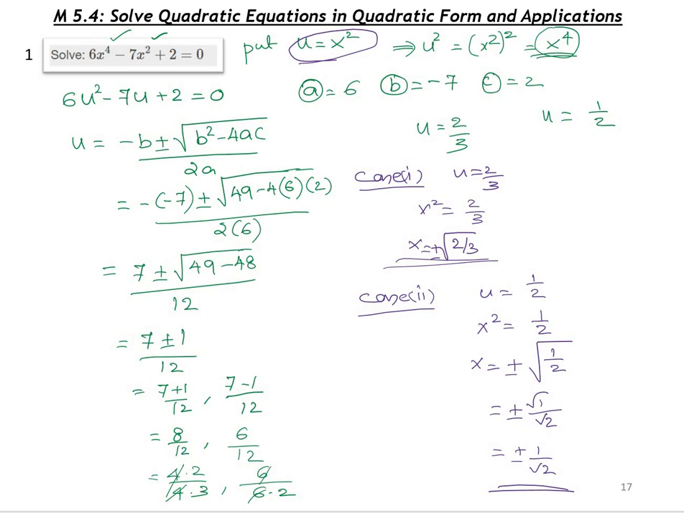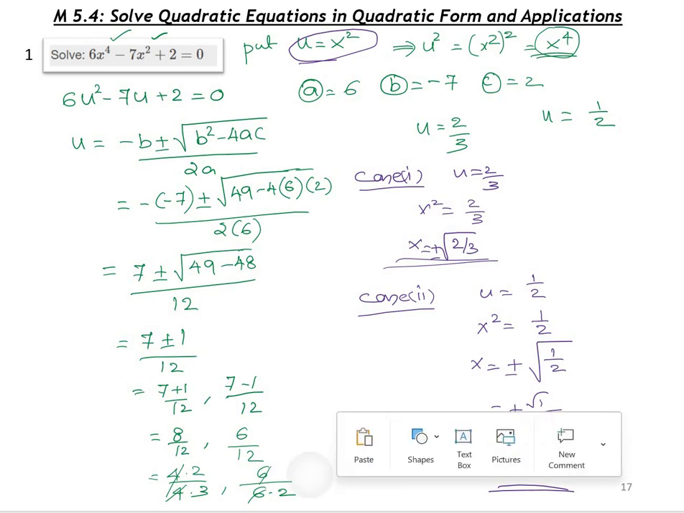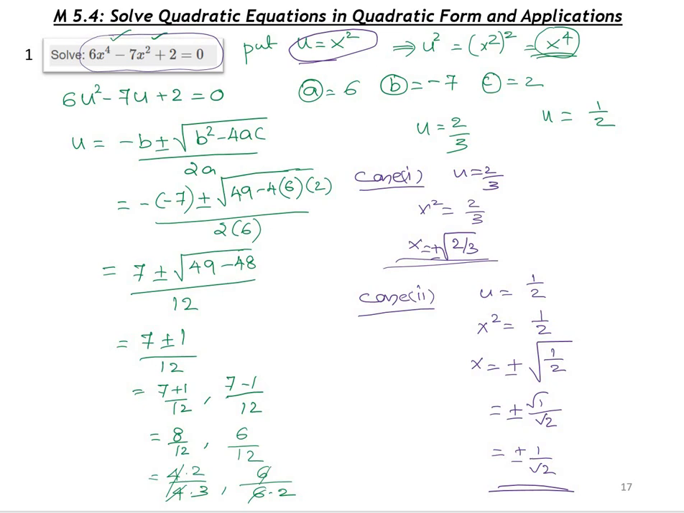And if we look back at the original equation, its degree is 4. Therefore, by the fundamental theorem, it should have 4 solutions, and we got them. So even if the given equation is not a quadratic, we can convert it into a quadratic by using a proper substitution, and then we can find the solutions.